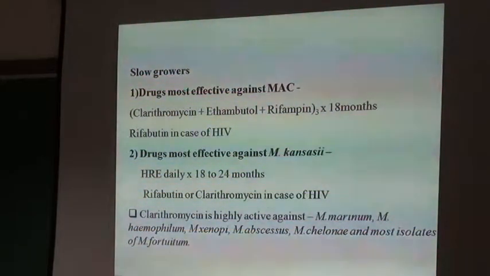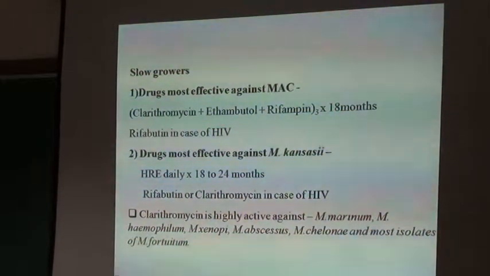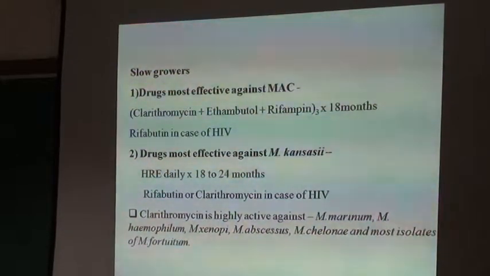Now coming to some specific treatment protocols. For slow growing NTM species, for Mycobacterium avium complex, the effective drugs are a combination therapy of erythromycin plus rifampicin. Twice weekly for 18 months is sufficient. In case of HIV patients, rifampicin should be substituted with rifabutin. For Mycobacterium kansasii, isoniazid, rifampicin and ethambutol are given for 18 to 24 months, and rifabutin or clarithromycin should be substituted in case of HIV.